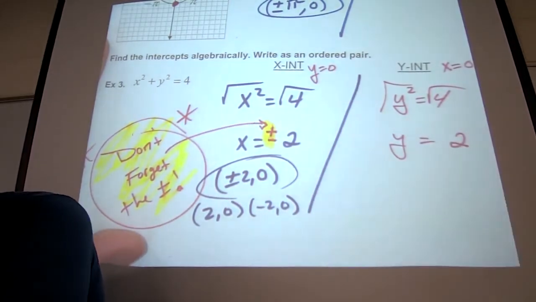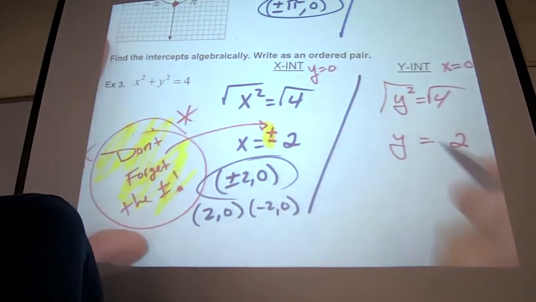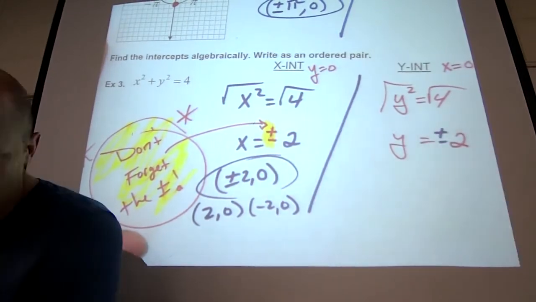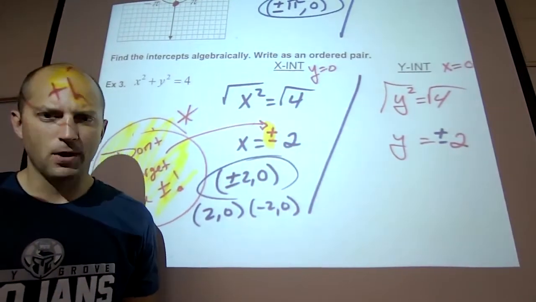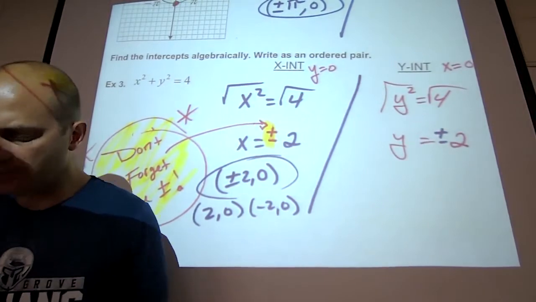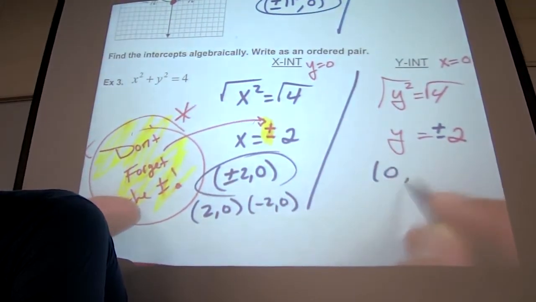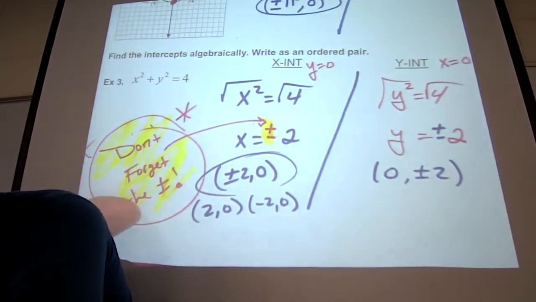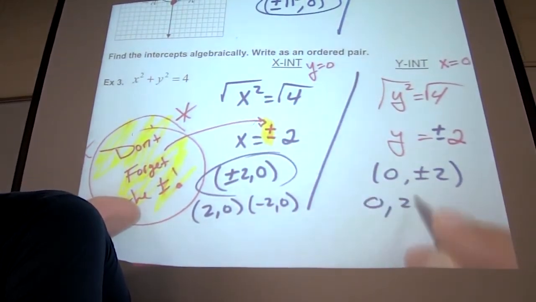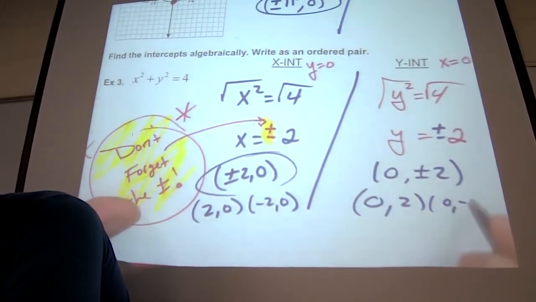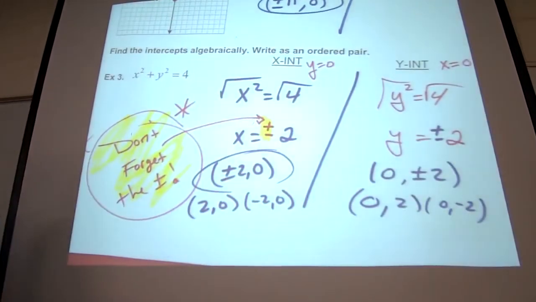Don't forget the plus or minus. All right? So I get y equals plus or minus 2. So that's 0, comma, plus or minus 2. Understand that that's 0, 2, and 0, negative 2. Okay?